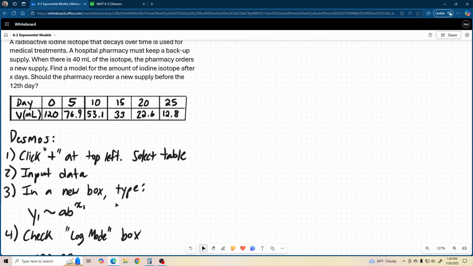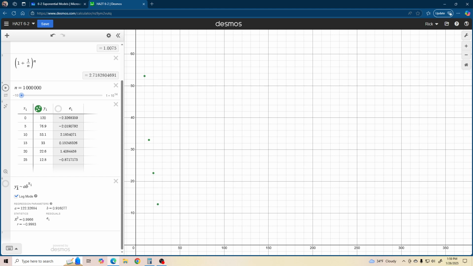And a new box, type this. It looks a little strange, right? But it's y sub 1, and then it's the sign for similarity. I think it's called a tilde. Y sub 1, and then this tilde. And then AB to the power of x sub 1, right? And if you think about this, this kind of looks like a formula. This looks like our typical formula, y equals AB to the x, right? So this kind of looks like this.